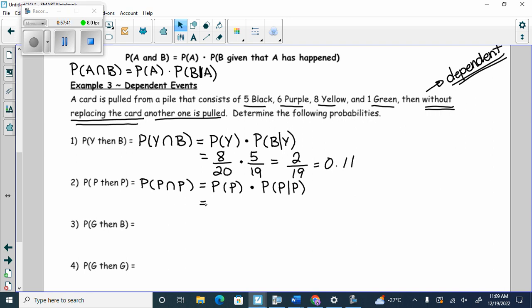So what's the probability of purple? 6 out of 20. And now I'm picking a purple, but I'm holding one. 5 out of 19. If I replaced it, it would be 6 out of 20 times 6 out of 20, right? But because I'm holding a purple, it reduces the purples to 5 and it reduces the total to 19.